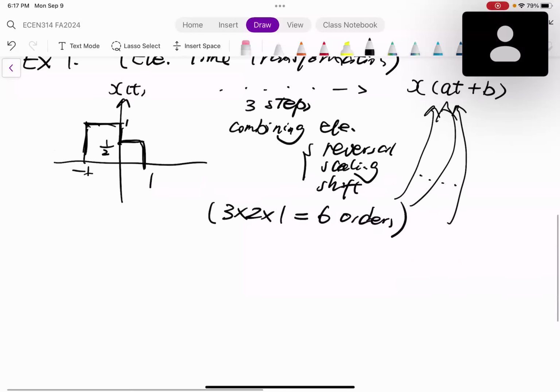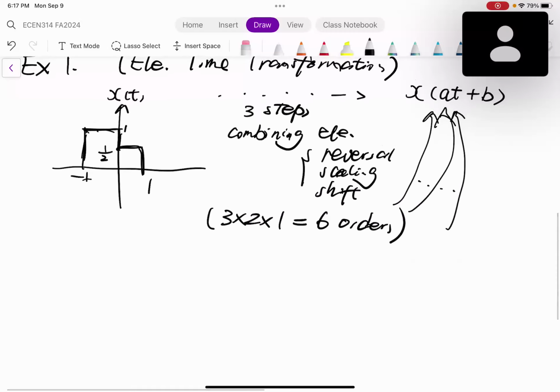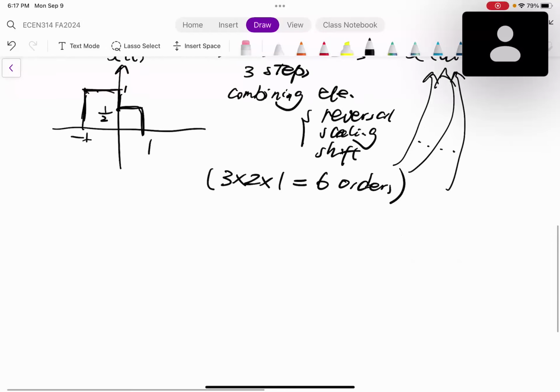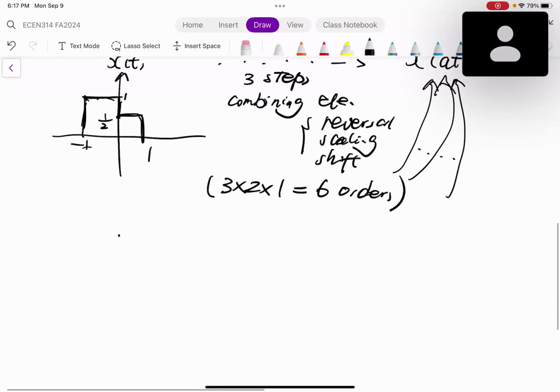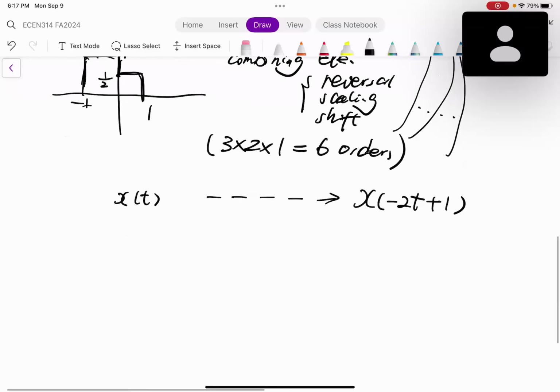If I'm asking you to time shift first, you always know that your first step is to change t to t plus b. So you will get x of t plus b, right? Let me give you a specific example. Let's say our goal is to go from x of t, through multiple steps, to x of -2t plus 1, okay? Sorry, this arrow is not an input-output relationship. It is just a change.